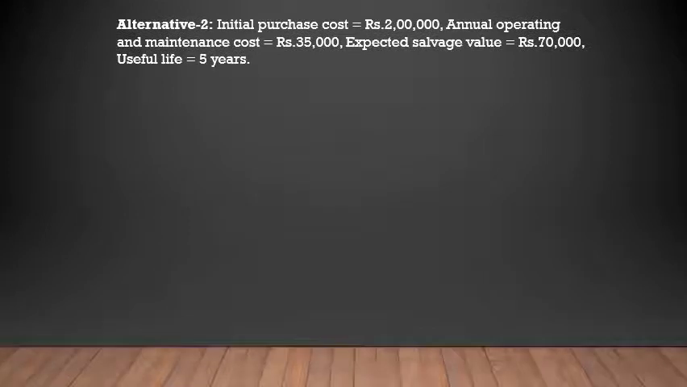Now we shall calculate the net present worth of the alternative 2. What is that alternative 2 has? Initial purchase cost of 2 lakh rupees, annual operating and maintenance cost of rupees 35,000, expected salvage value of rupees 70,000, and a useful life of 5 years, because they have common useful life. Useful life is same. First again same procedure. Initial purchase cost means what? P 2 lakh, annual operating cost 35,000 A, and a salvage value yes 70,000. Whatever the explanation we had for the first alternative holds good here as well.